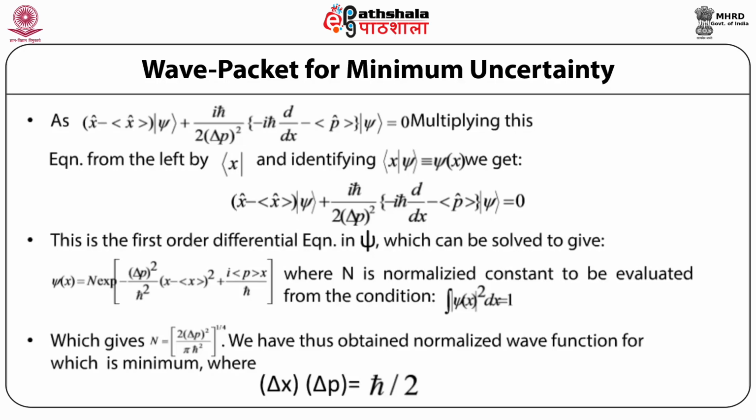So basically this means that the probability of finding the particle in space has to be 1, which gives the value of the normalization constant as (2 (delta p)^2 by pi h cross squared) whole to the power 1 by 4. So we have thus obtained the normalized wave function for which the minimum value is given as delta x delta px equal to h cross by 2.